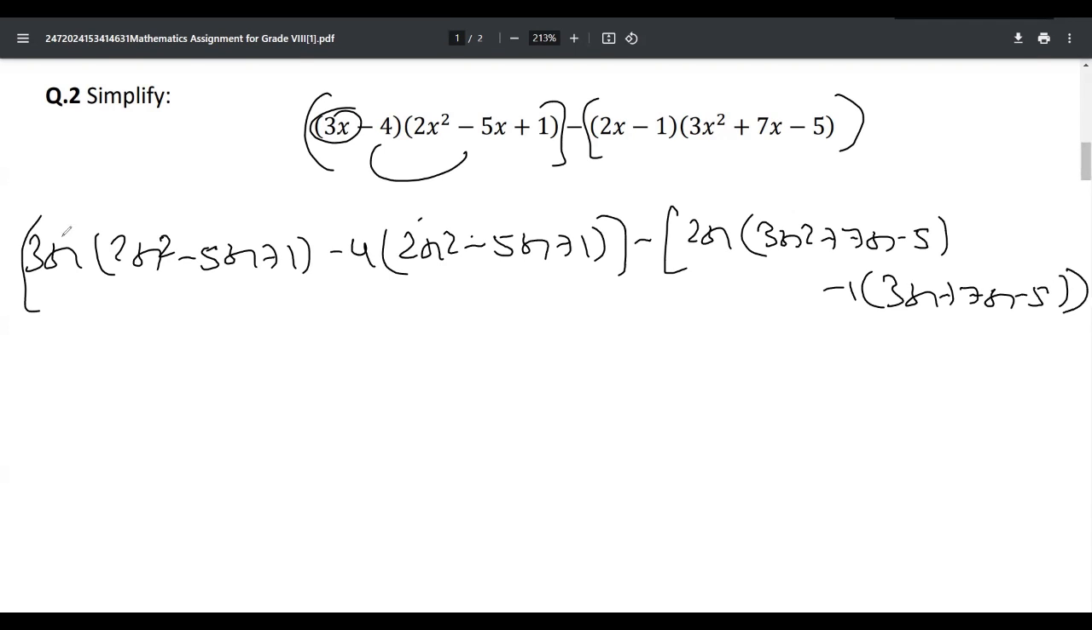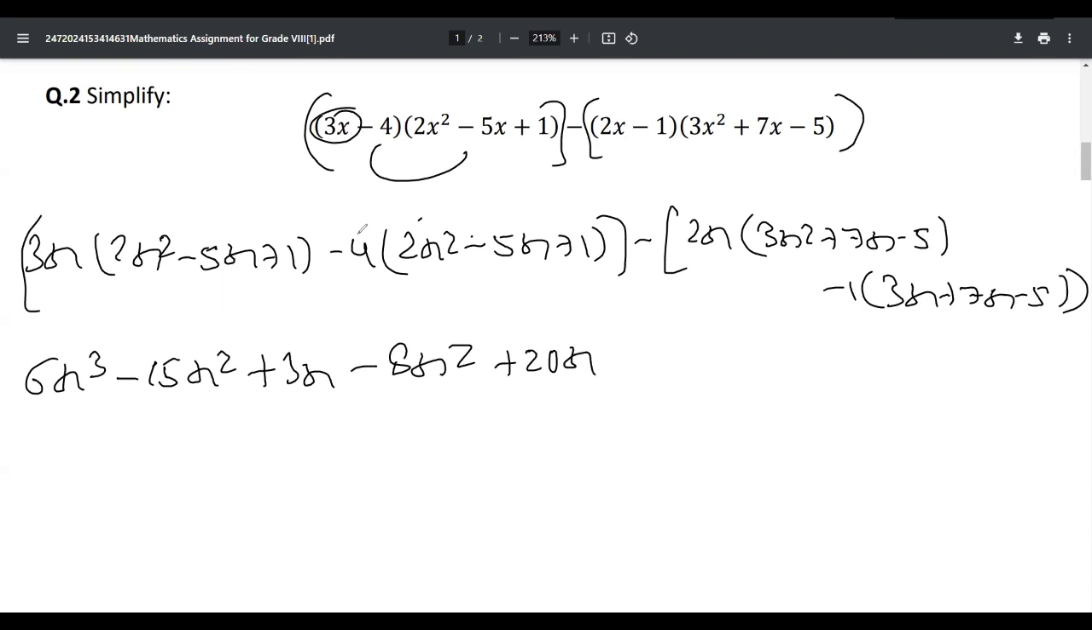After that, the simplification: 3x into 2x square, 3 into 2 is 6, and x into x square is x cube. Next, 3x into minus 5x: 3 into 5 is 15, that is minus 15, and x into x is x square. 3x into 1 is 3x only. Now, in the later part, we have minus 4 multiplied: minus 4 into 2x square is minus 8x square. Minus 4 into minus 5x is positive 20x. And minus 4 into 1 is minus 4. Enclosing them in a separate bracket.